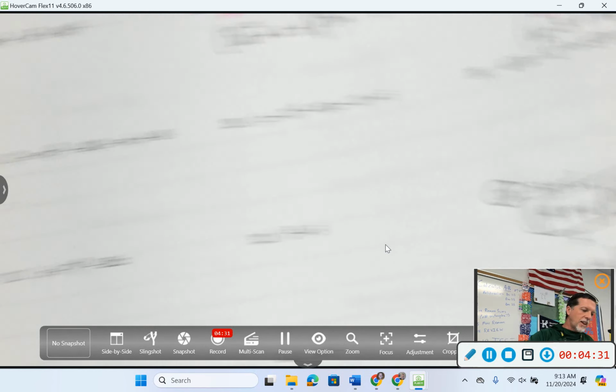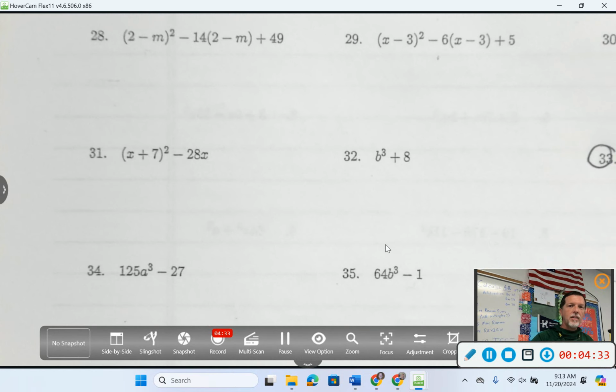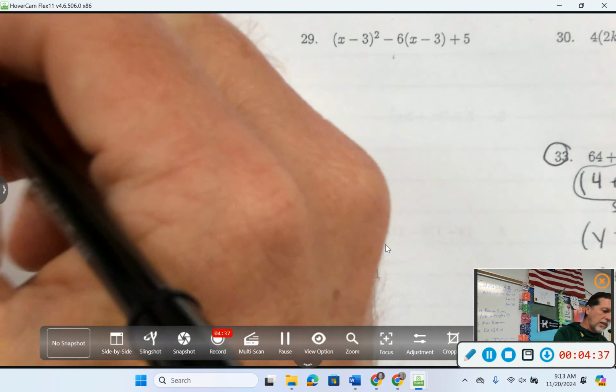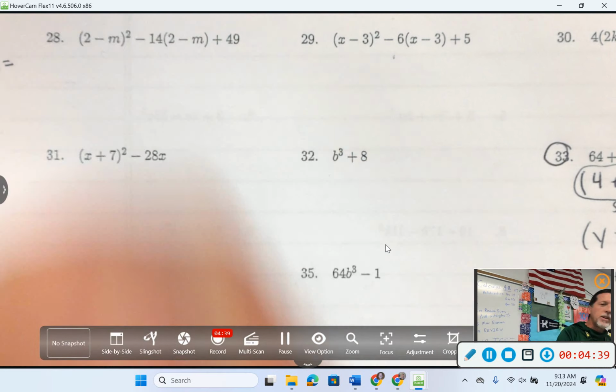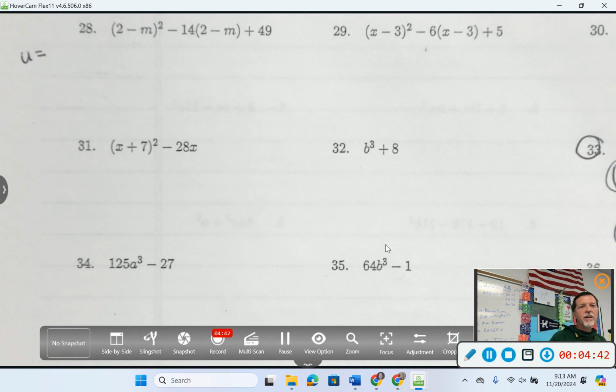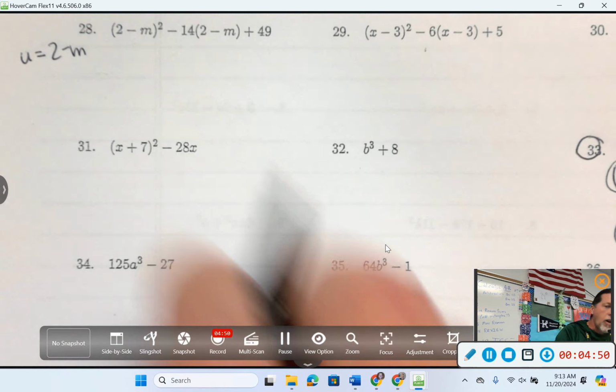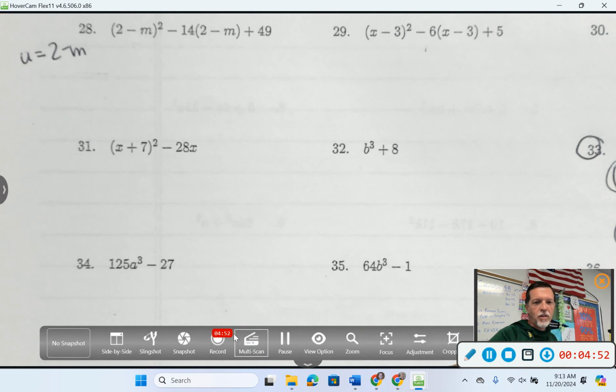So having said that, why don't you try 28? What do you think would be a good substitution for 28? See if we get everybody started on the right track here. What would be a good substitution to make 28 easier? 2 minus m. All right, so I'm going to press pause and see if you can take 28 from there.